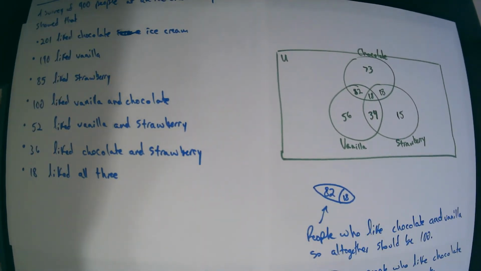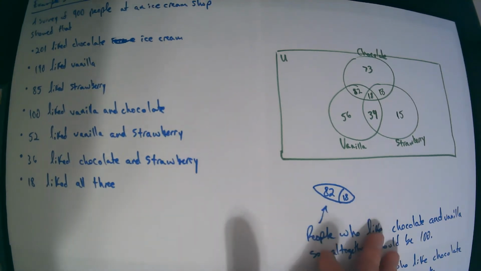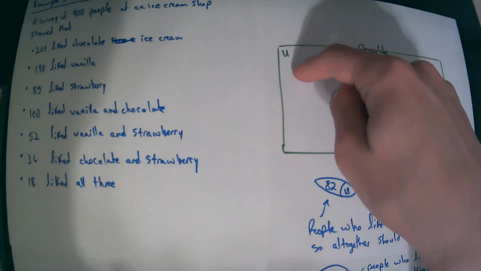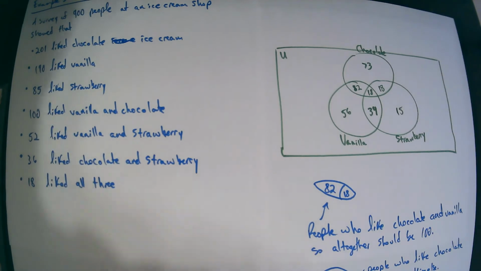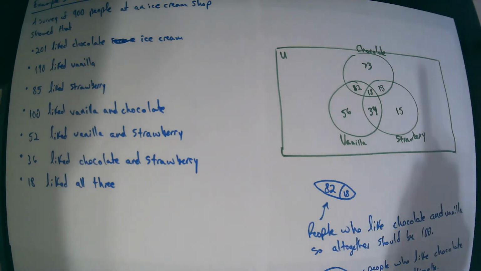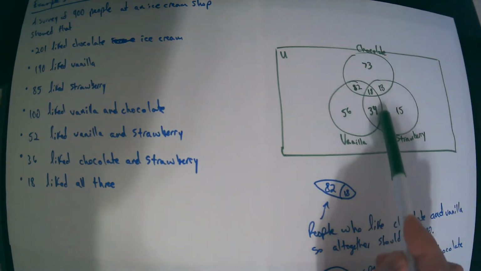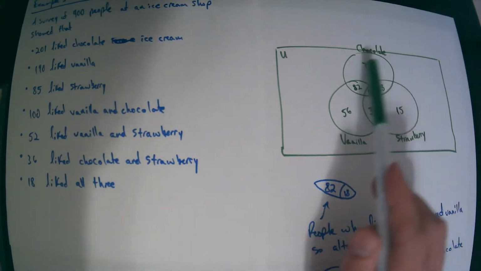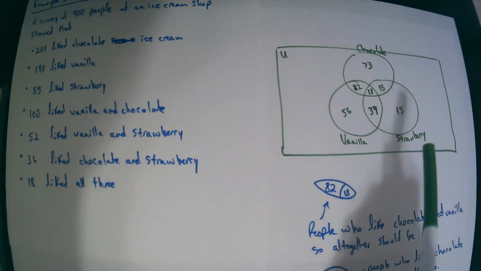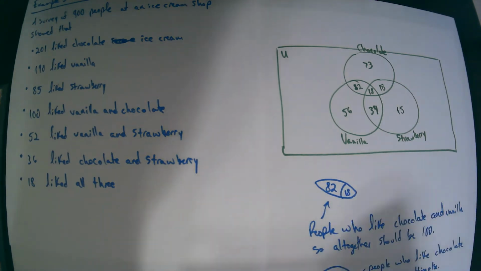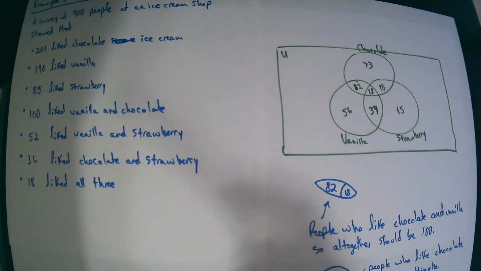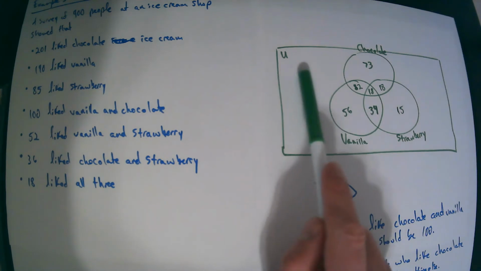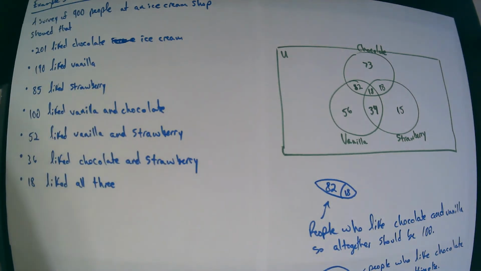The last thing that I can say is how many people are out here in the universal set. There were 400 people surveyed. How many people answered this survey with one of these three answers or some combination or all three? How many people answered the survey giving either chocolate, vanilla, or strawberry or some combination? And how many people are left over? That's the number that will be out here.